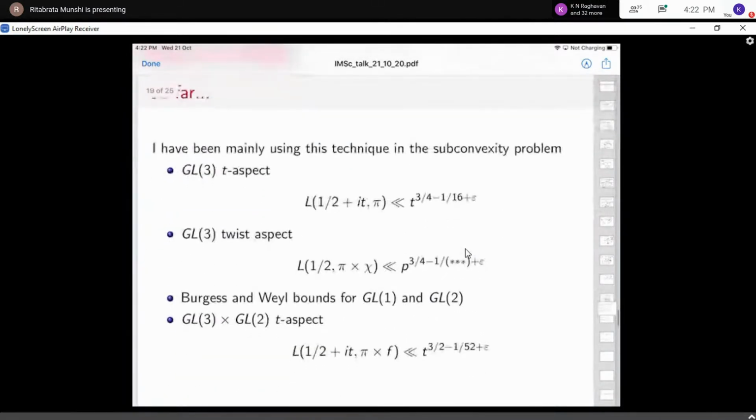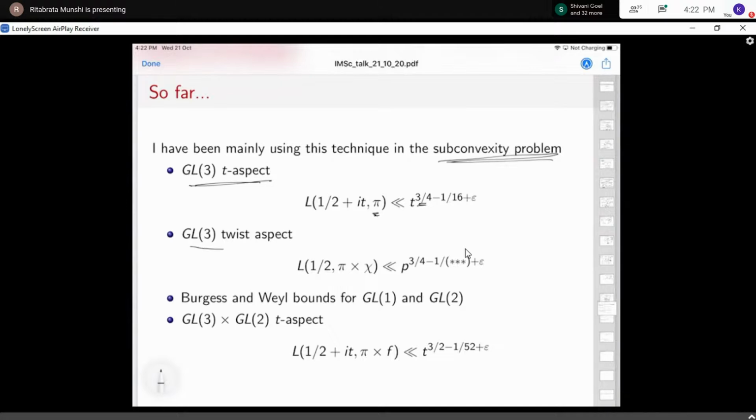Okay, so I'm going to now list some of the results that have been proved using the template. Okay, first, of course, the subconvexity problem in GL3, so I used this approach to get the t aspect subconvexity. So pi is a GL3 form over here, and it's in the t aspect. The t is going to infinity. Pi is fixed. T to the power 3/4 is the convexity exponent, and I have a saving of 1/16 over 3/4. One can try to improve it, and it's possible to improve it.